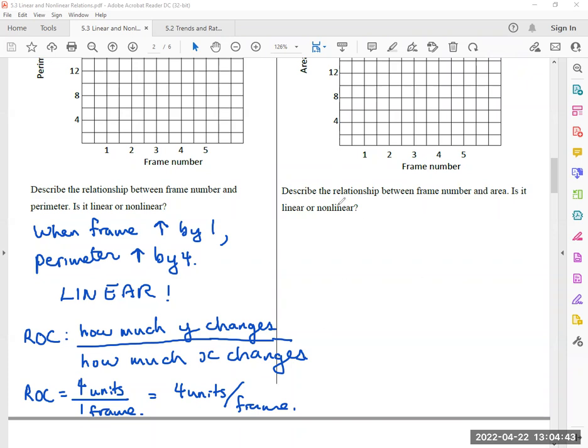Second one, I'm gonna do this in text. When frame increases by 1, area increases by 1 more than the previous change. So in other words, the rate of change is not constant, it's non-linear.